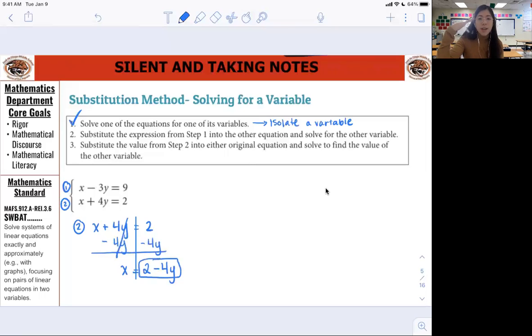Since I just isolated on equation number 2, I have to plug this into equation number 1. You always plug it into the other equation. So I'm going to be plugging this in. Should I be plugging it in for x or should I be plugging it in for y? Where is this going? Y.